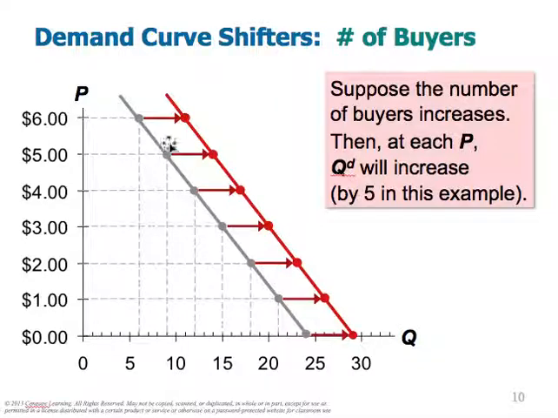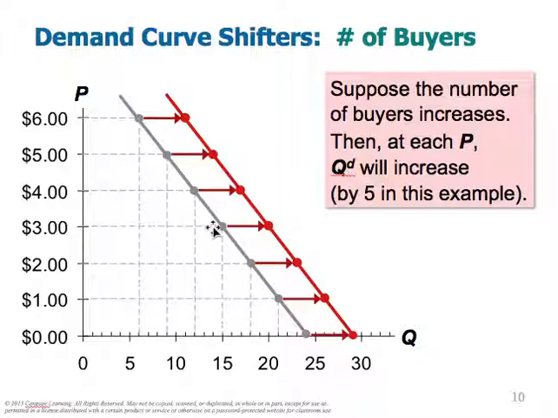So you can see that the quantity demanded is increasing at all different price levels, from this point to this, from this point to this. That translates into an outward shift, or a rightward shift, in the demand curve, and we say that there has been an increase in demand. When the demand curve shifts outward, we say that there is an increase in demand.